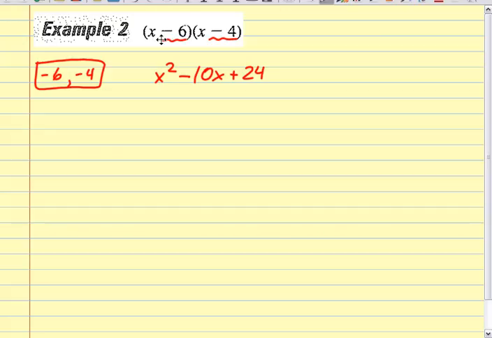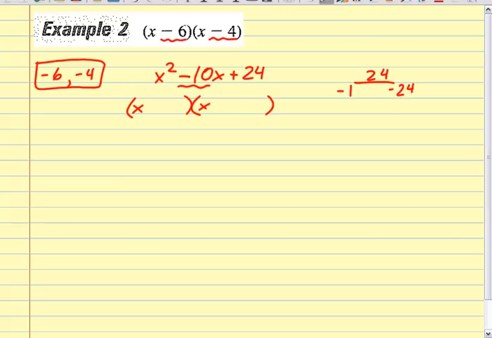I'm going to change this. Let's do this. This was great. If I wanted to factor this, again, I know I'm going to get x in the front, but I've got to get -10 in the middle. So I'm going to look at the factors of 24, but I'm going to look at negatives.